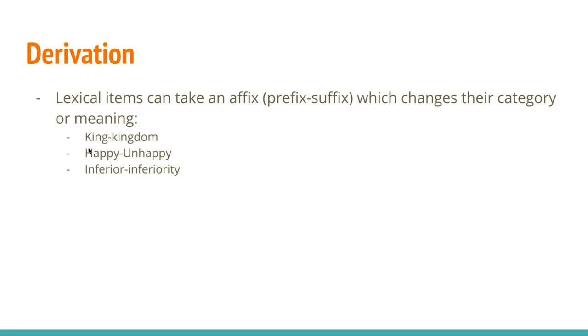Over here, it doesn't change the category in the case of king. King is a noun, kingdom is a noun, but I'm changing the meaning of the word. This is a person, this is a piece of land. In this case, I'm changing the meaning of the word since I'm making it negative. And in this case, I'm changing the category. I have an adjective changed into a noun. All right? So derivational processes are those processes by which, by adding an affix to a lexical item, I change the category or the meaning of any given word.